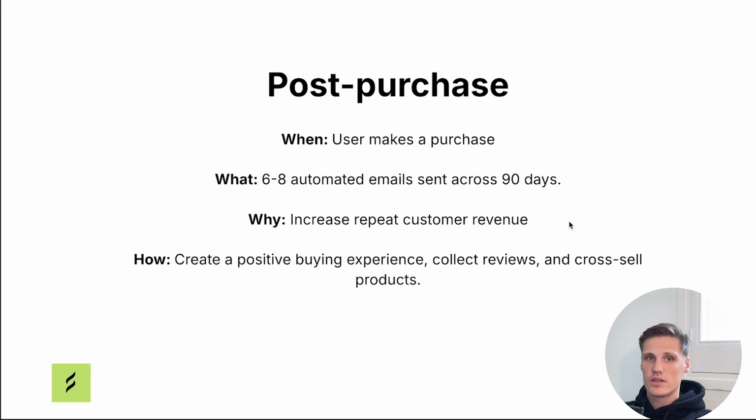This flow is triggered when the user makes a purchase. It usually consists of 6 to 8 automated emails sent across 90 days. And here the goal is to increase repeat customer revenue. How we're going to be doing that is by creating a positive buying experience, collecting reviews, and cross-selling other products. When we're talking about the post-purchase flow, how I like to look at it is in 30-day windows.